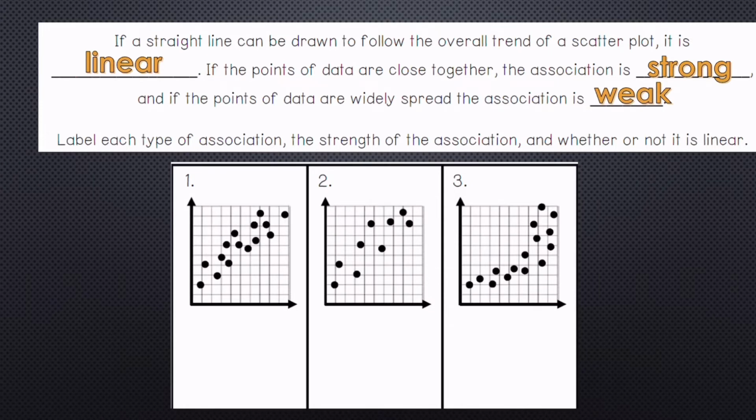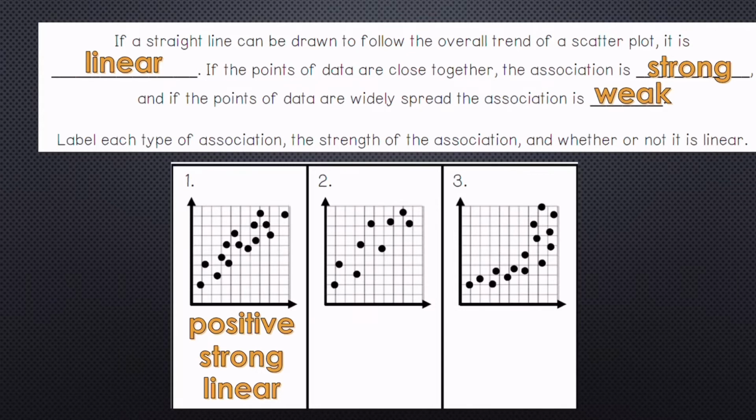Here's the first 3. If I look at number 1, I could draw a straight line through that. It's going up, so it would be a positive, strong, linear association, okay? I can draw a straight line, and the straight line I would draw would be going up. All those points are close together, so that's why it would be a strong one. So let's go look at our next one.